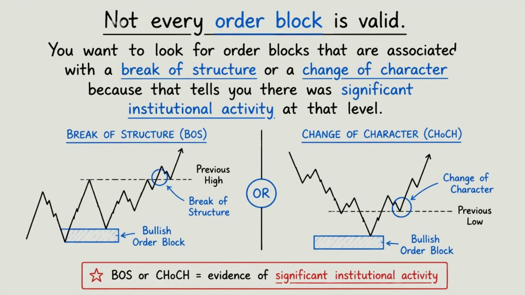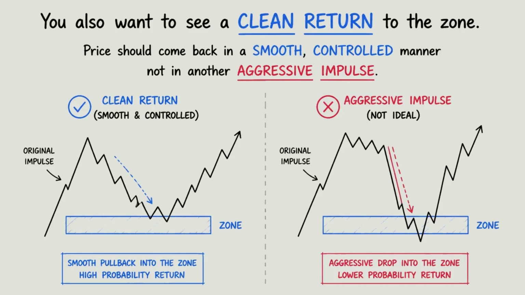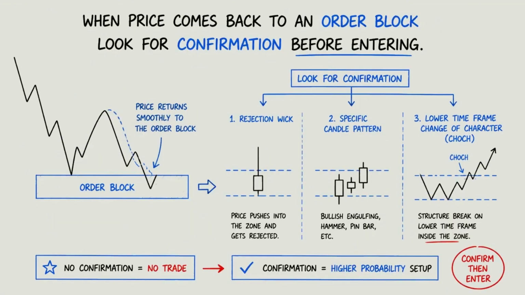You want to look for order blocks that are associated with a break of structure or a change of character, because that tells you there was significant institutional activity at that level. You also want to see a clean return to the zone. Price should come back in a smooth, controlled manner, not in another aggressive impulse. When price comes back to an order block, look for confirmation before entering. That confirmation might be a rejection wick, a specific candle pattern, or a lower time frame change of character within the zone itself.